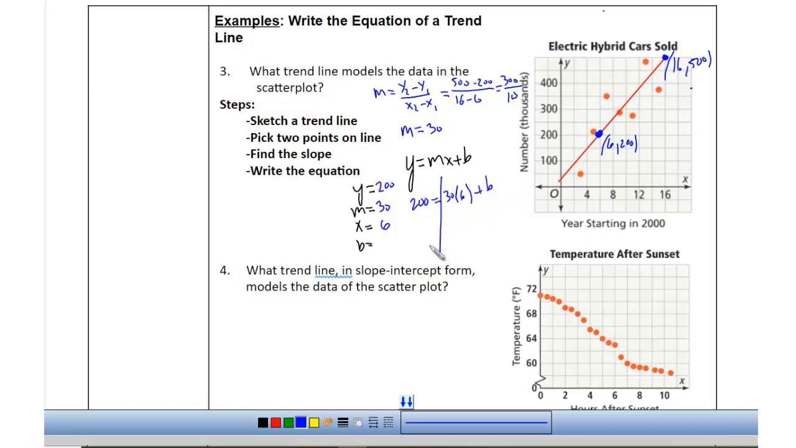And now we're going to solve for b. So 30 times 6, 3 times 6 is going to be 18, so 30 times 6 is 180. And then we just subtract. And there's your b value. So the equation of my line in slope-intercept form is y equals 30x plus 20.